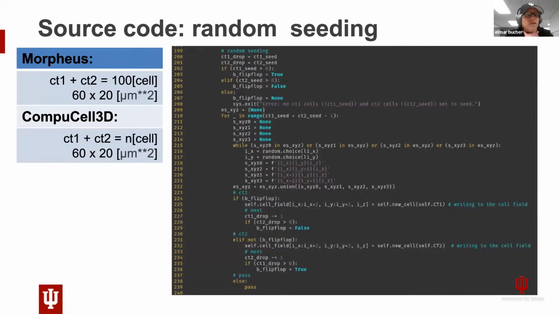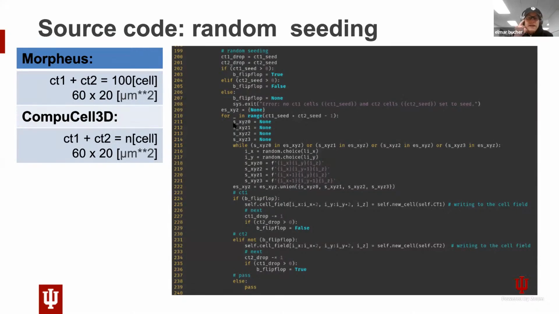So then they had random seedings. In the Morpheus model, they always seed 100 cells, and you can define how much you seed of one or the other cell type. This is one of the parameters that we have. So we implemented this random seeding as well, but we made it so that you can choose how many cells you want for each of the cell types. It doesn't have to sum up to 100. And as well, we seed in the same matrix part of the lattice.